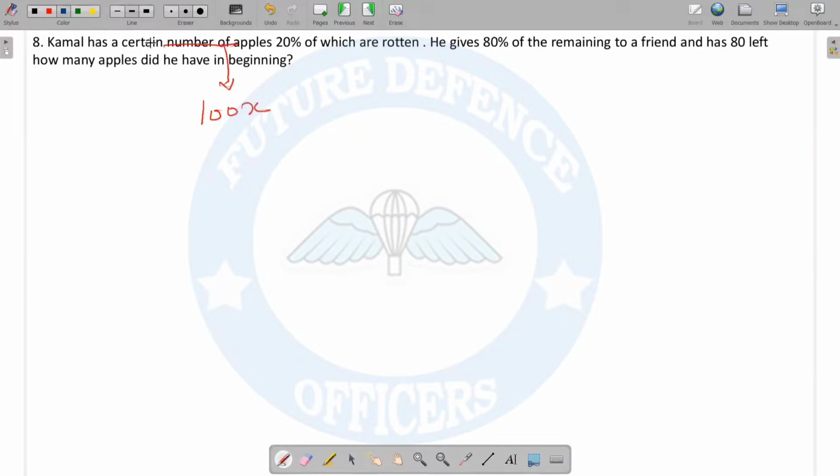Now the question says 20% of the apples are rotten. So 20% means 20x are rotten. Then how many good ones are left? If 20x are spoiled out of 100x, the remaining good quality apples are 80x.